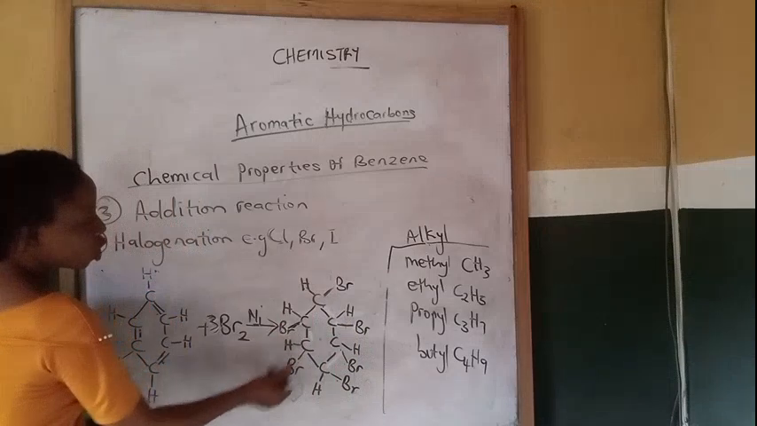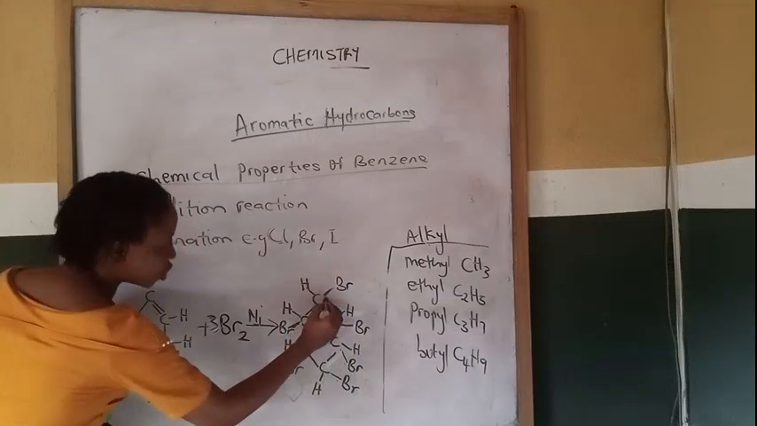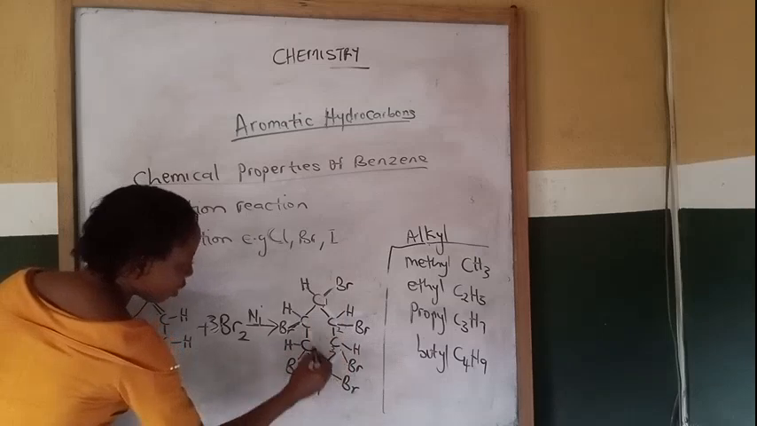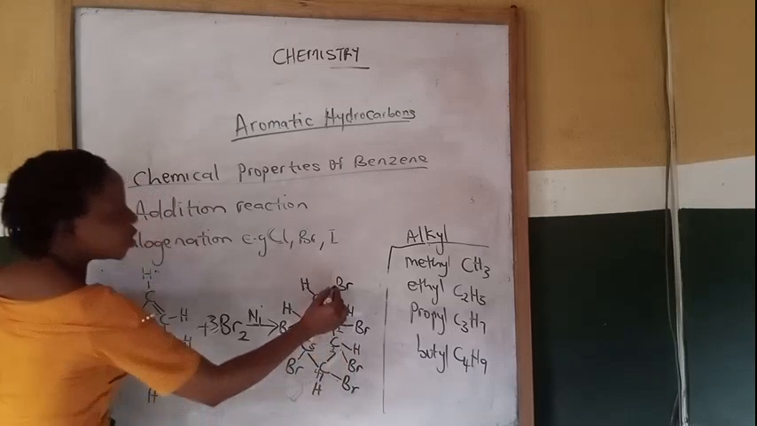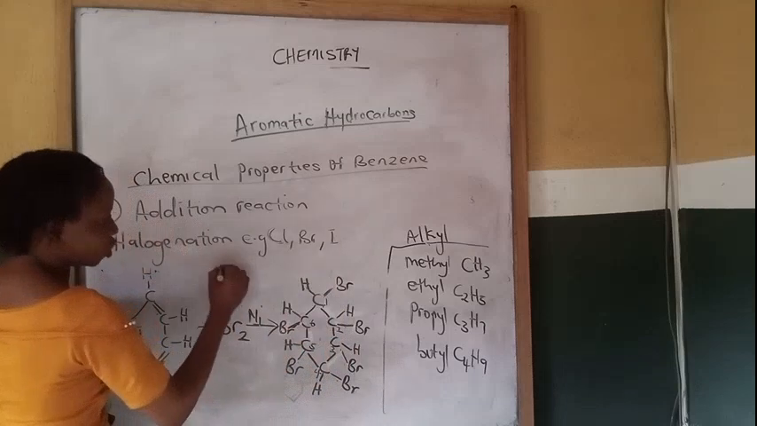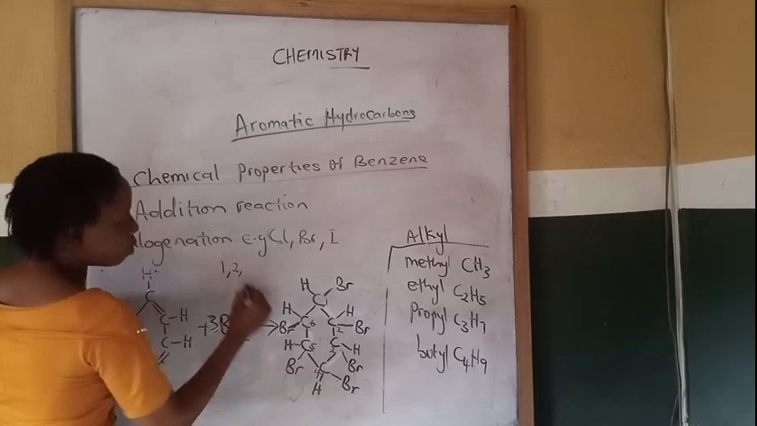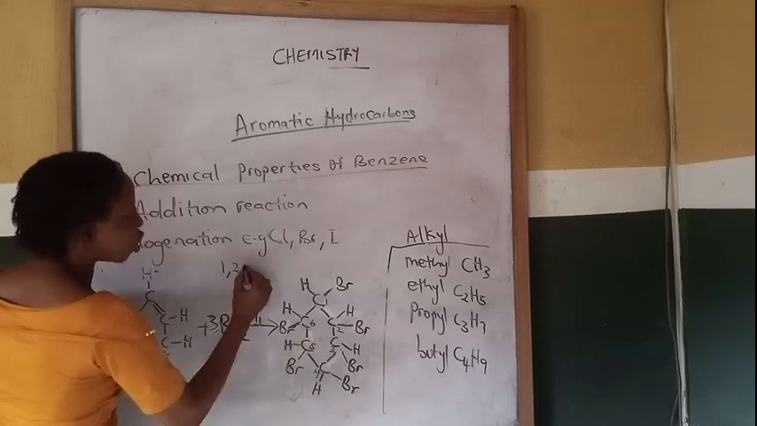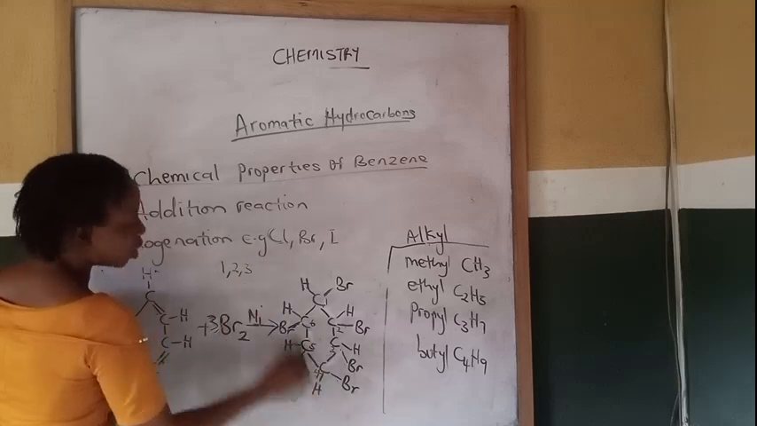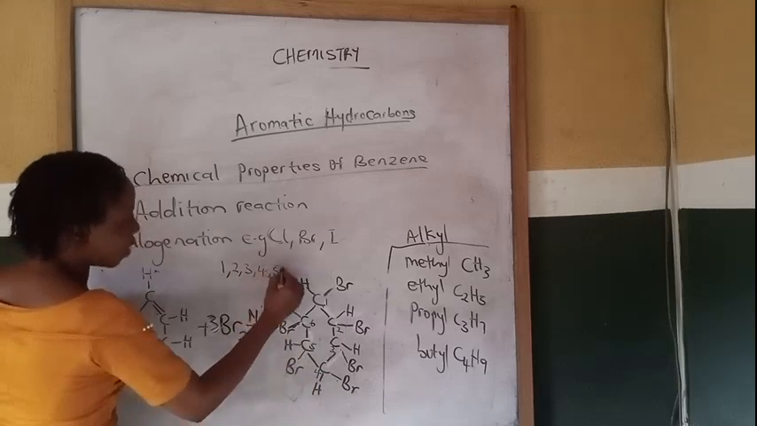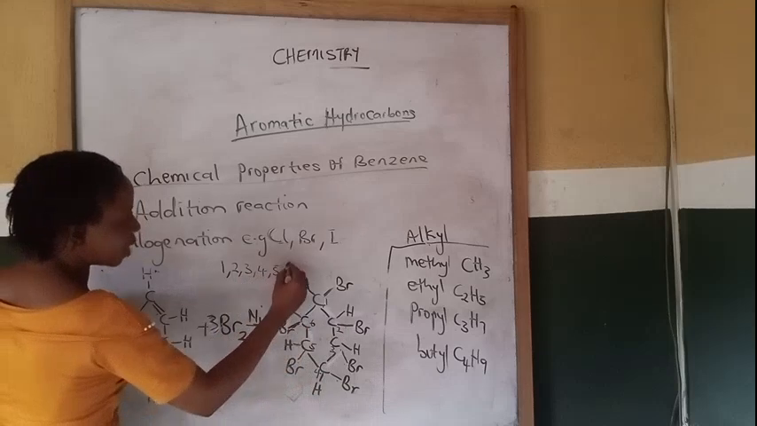Now this is the first carbon atom here. This is the second carbon atom, 3, 4, 5, 6. So the first bromine is on the first carbon atom, so we call it 1, comma. Then the second bromine on the second carbon atom, comma 2. Then another bromine on the third, 3. Then another one on the fourth carbon atom, 4. Another one on the fifth carbon atom, 5, another one on the sixth carbon atom, 6.